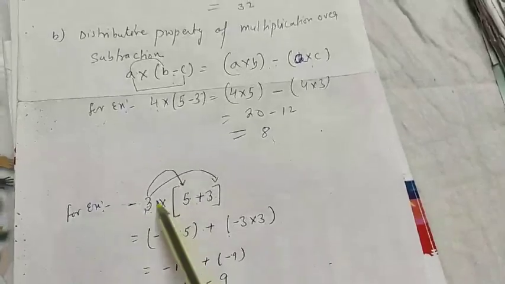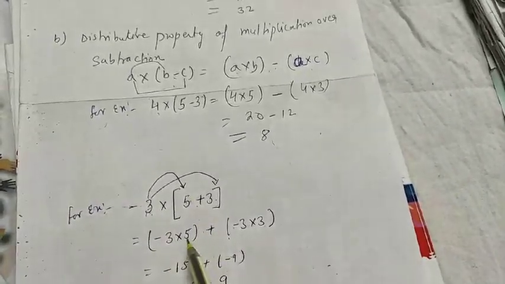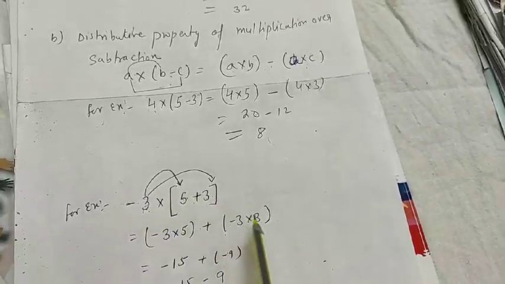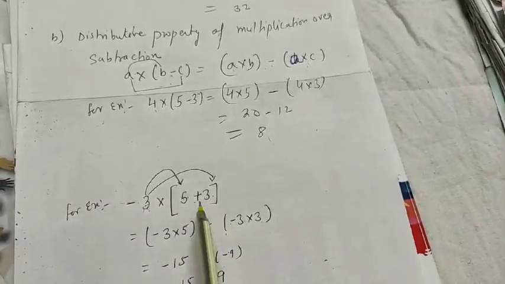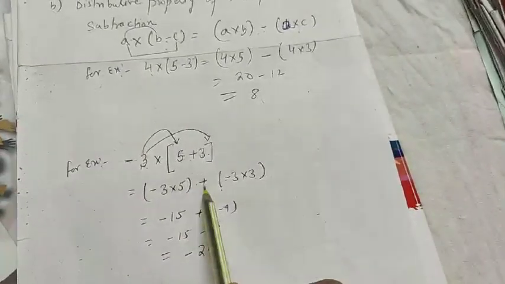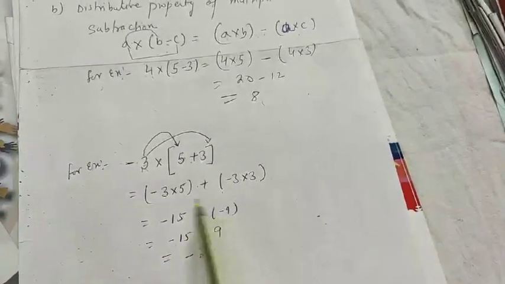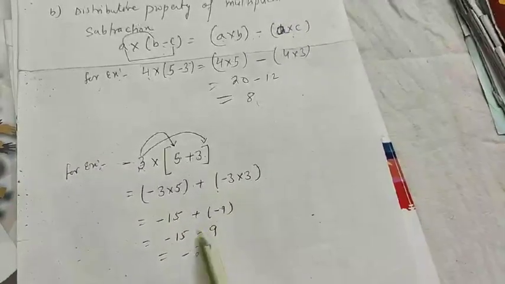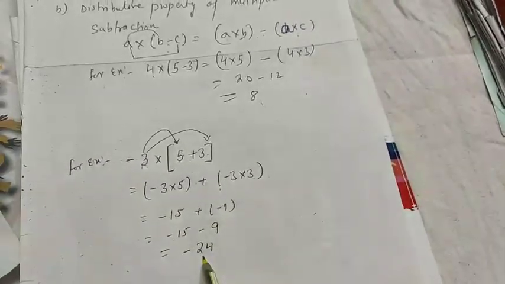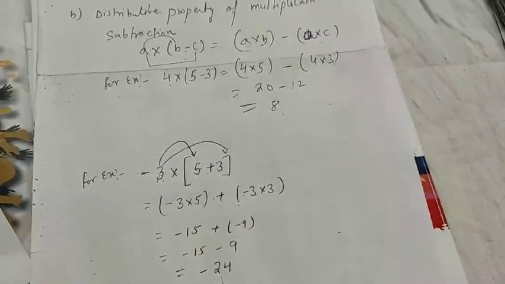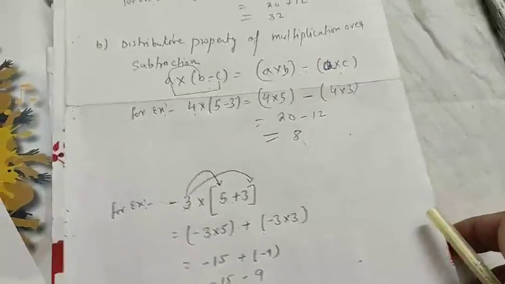So what I am doing: minus 3 into 5 in the first bracket, and minus 3 into 3 in the second bracket, plus in the center because of this plus. Clear? So minus 15 plus minus 3 into 3, 9, this minus 9 becomes, plus minus becomes minus, 15 plus 9, minus 24. Clear? So this is the end of all the properties of the multiplication of integers.